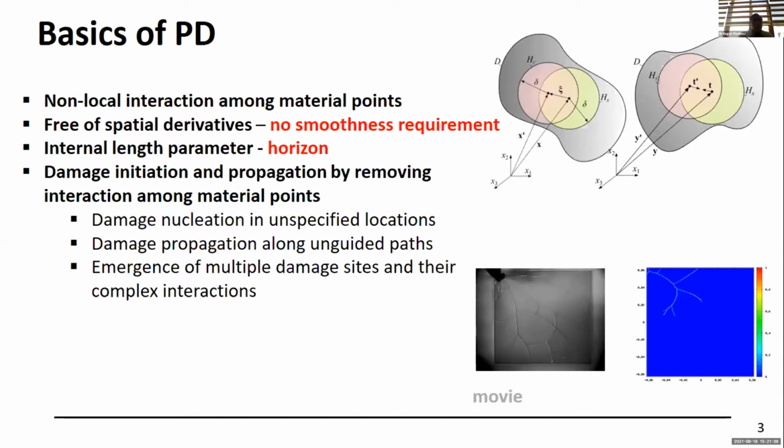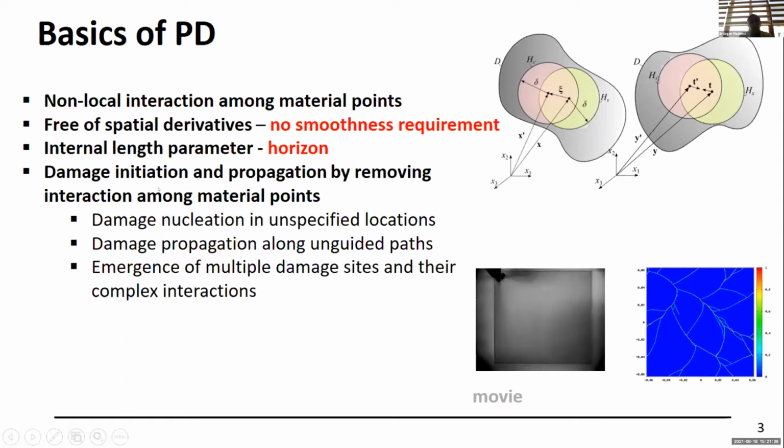So peridynamic theory is a non-local approach. Basically, if you have a point X here, it's going to be interacting with other material points within its finite distance. So this distance is referred to as the internal length parameter, which we refer to as the horizon. The internal length parameter is missing in the local theory. Also in peridynamics, we do not have any spatial derivatives. So that means we don't have any smoothness requirements.